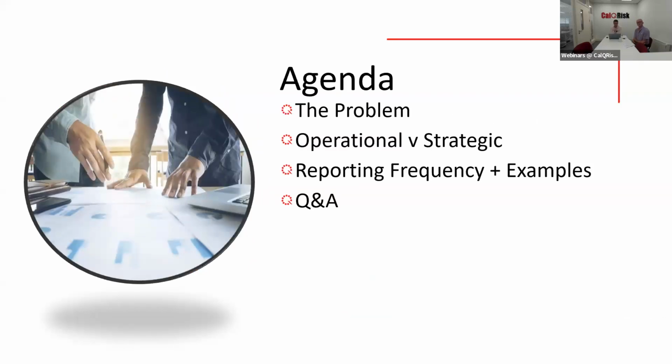So just stepping through it, today we're going to have a look at the problem first. We're going to start off with having a look at how do we actually get the report, what information do we have at the lowest level of the organization, and how do we end up presenting that at the highest level, and that whole operational versus strategic dilemma. We'll have a look at reporting frequency as well as some examples. So we'll have a look at how we can report to the board monthly, quarterly, maybe provide some more information, and then what an annual review might look like.